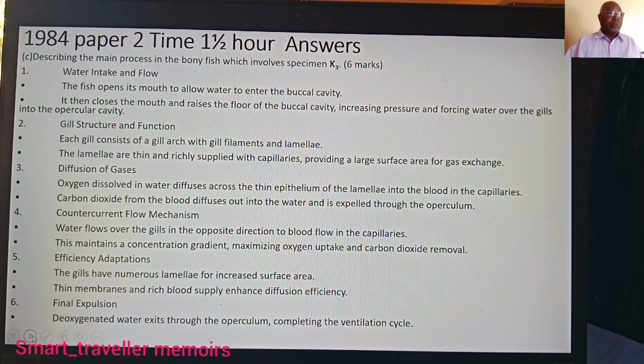Second process is the gill structure and function. Each gill consists of a gill arch with gill filaments and lamellae. The lamellae are thin and richly supplied with capillaries, providing a large surface area for gas exchange.